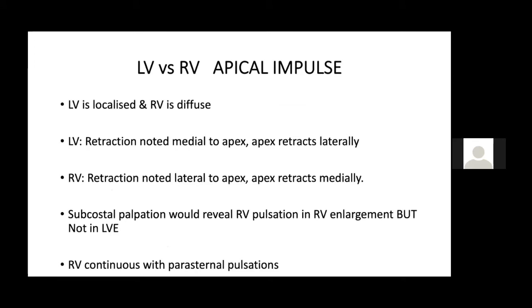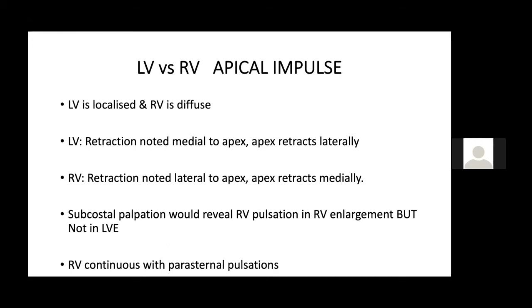Now, coming to the most important point: what is an LV apex and what is an RV apex? This is the most important thing, and you will get confused most of the time. However, the basic rule you should always remember is that an LV apex, which is formed by the LV, is usually a localized apex. Two important points: the LV apex is a localized apex. Second, the LV apex is always shifted down and out. We know an RV apex is usually diffuse. The RV apex doesn't have a localized character. However, an LV apex is always shifted down and out.